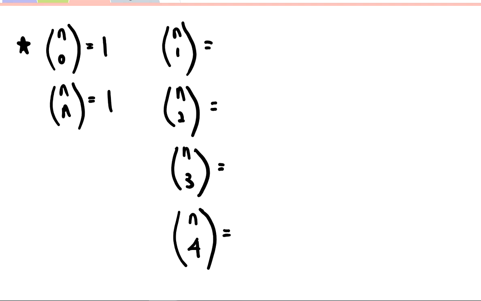10 choose 0 will always be 1. Likewise, 10 choose 10 will always be 1. So, likewise for the other numbers as well. How about n choose 1? 10 choose 1 is 10, so n choose 1 is also equal to n.